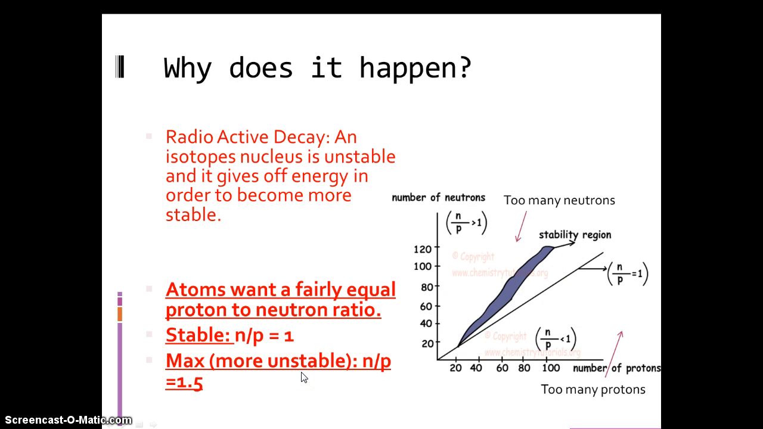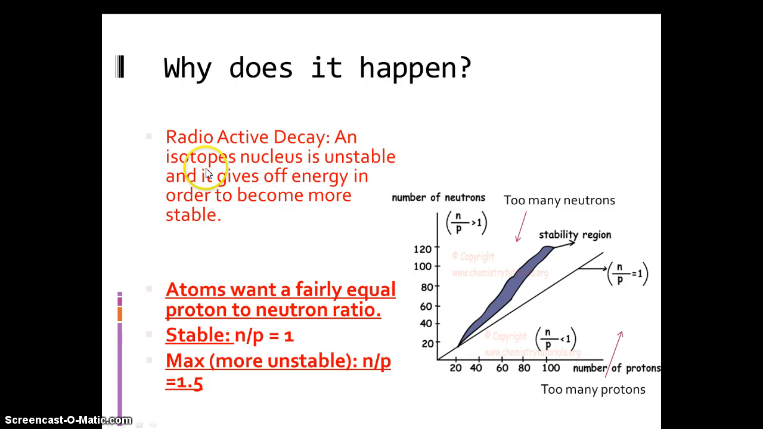Now, we have to think about why this happens. When we get things decaying, it's radioactive decay, and that's when we get radiation, which is what we have in the waste of nuclear power plants. Radioactive decay is when you have an isotope of an atom. If you remember, an isotope is a type of the same element, but it's heavier than the original element. It has more neutrons in it to make it a little bit heavier.